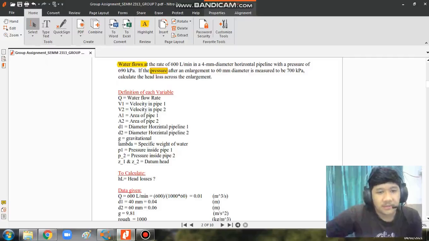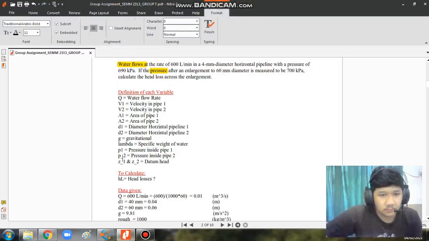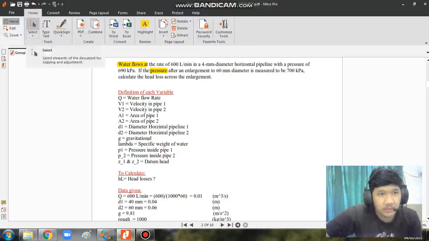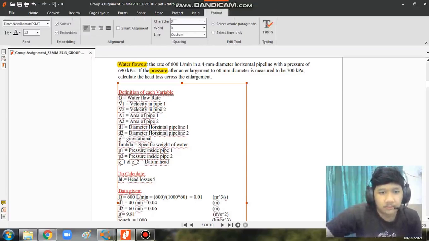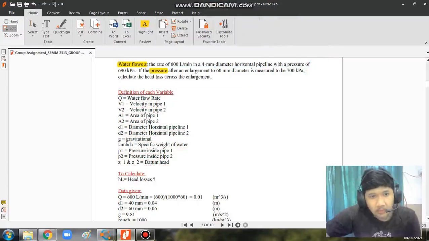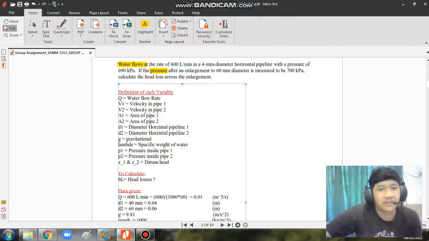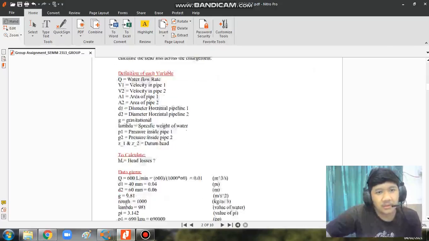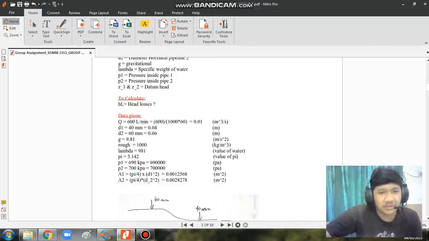P1 is the pressure inside pipe 1. This is P2. Later I will edit it. Z1 and Z2 are the datum heads from the Bernoulli equation. So let's get started. The question asks for the head loss, HL.